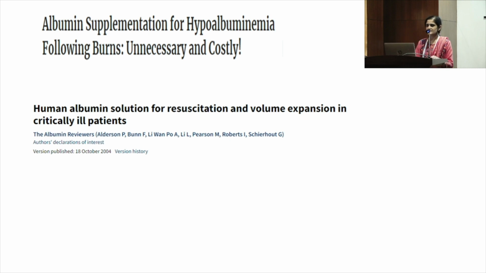So albumin supplementation for hypoalbuminemia is unnecessary and costly. And maintaining normal albumin is not going to ensure that the patient has lesser mortality. So think about the amount of cost involved, especially when you choose albumin as a resuscitation fluid.